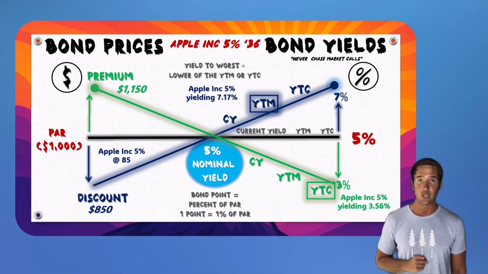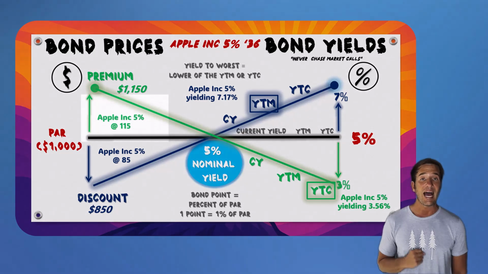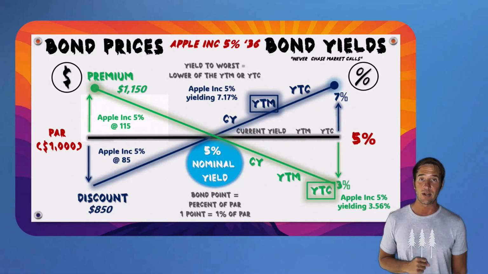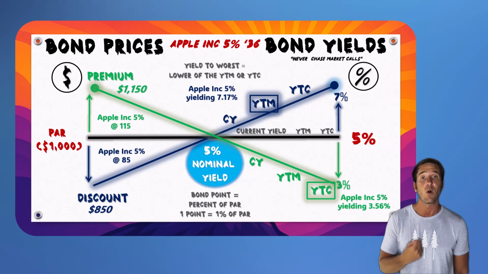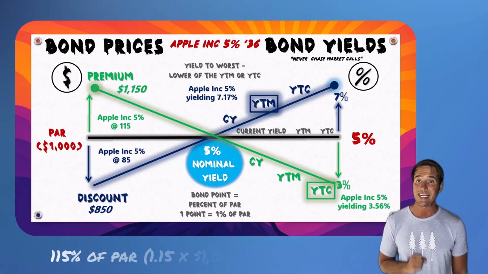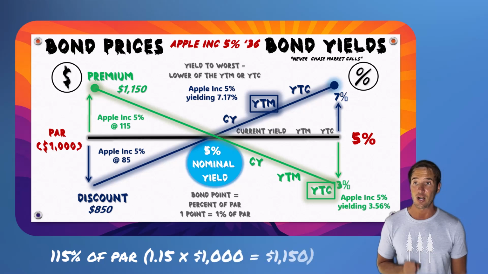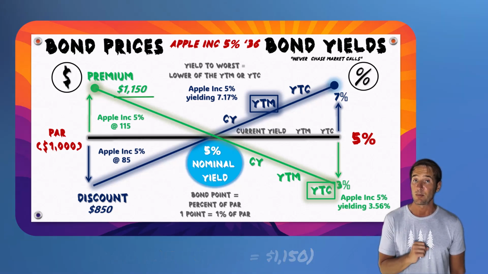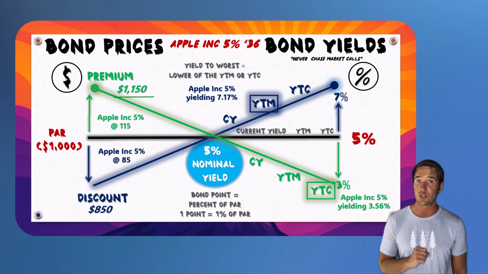Okay, let's try it one more time with the bond trading above. Here's a price quote for that one. Apple Inc. 5%, that's our tattoo, at 115. Well, 115 means 115% of par. So we're going to take that number, times it by par, and we would get 1,150. Okay, so you're most likely to see a bond price quote. So make sure you know that bond points are 1% of par, and you just have to times that by par to determine that price.